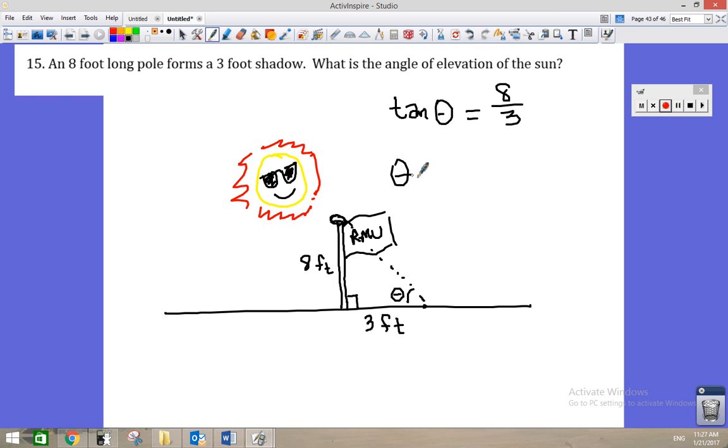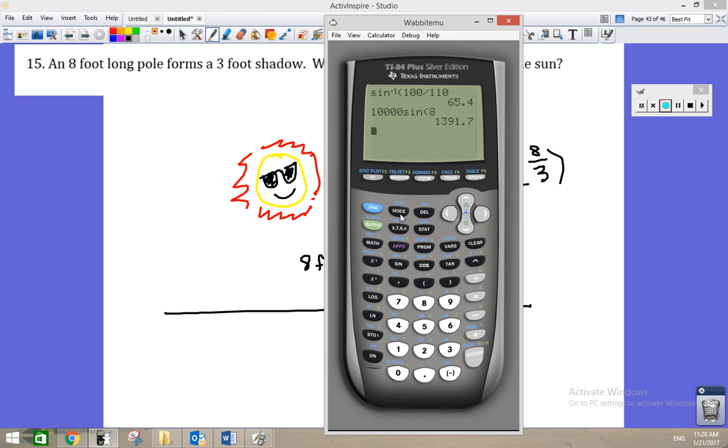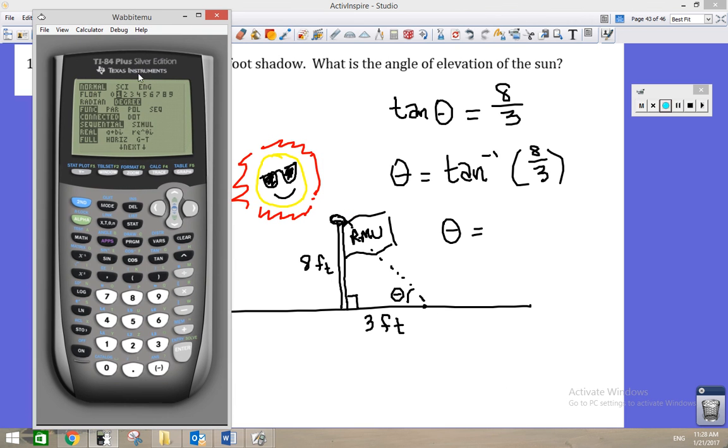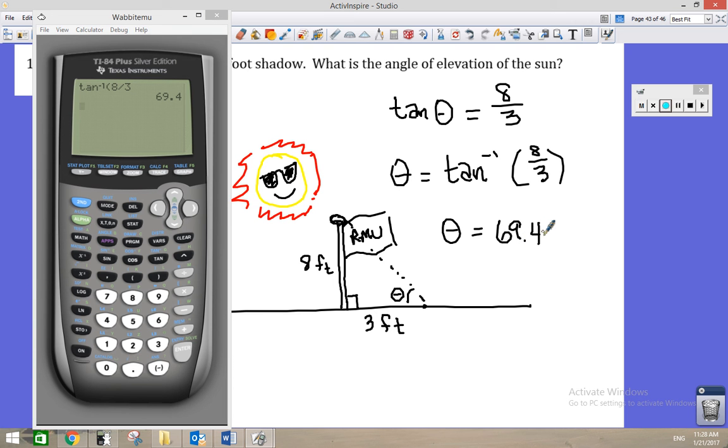And we'll use the calculator and take the inverse tangent, because what we want is an angle measure. And we're in degrees to the nearest tenth. So the inverse tangent of 8 over 3, 69.4 degrees is the angle of elevation to the sun.